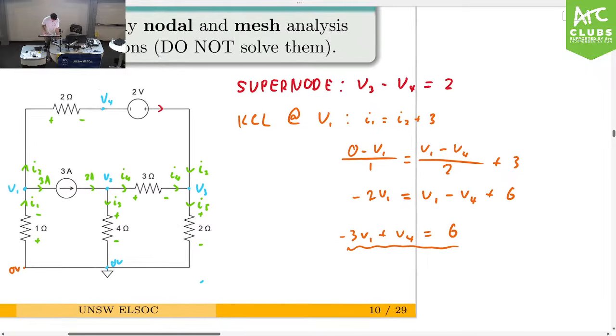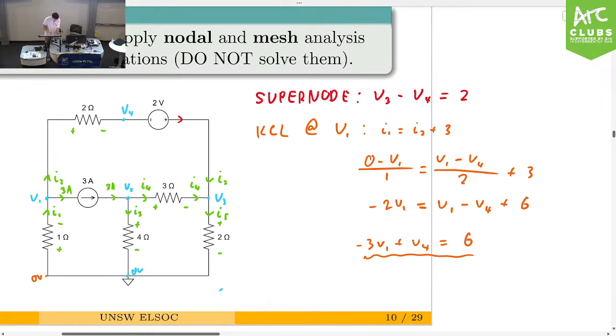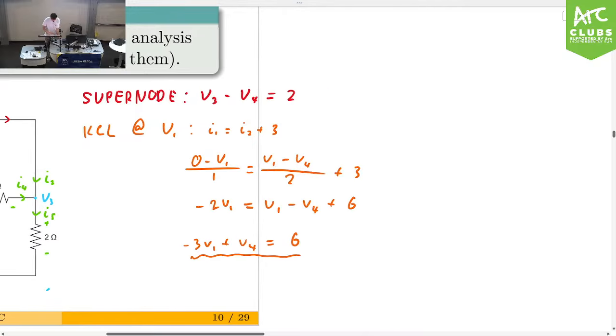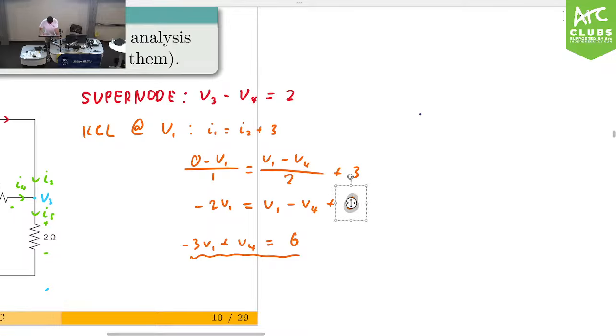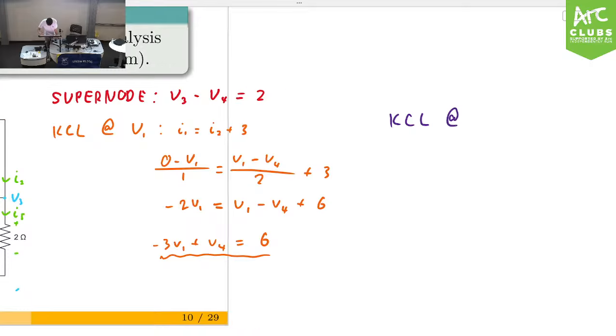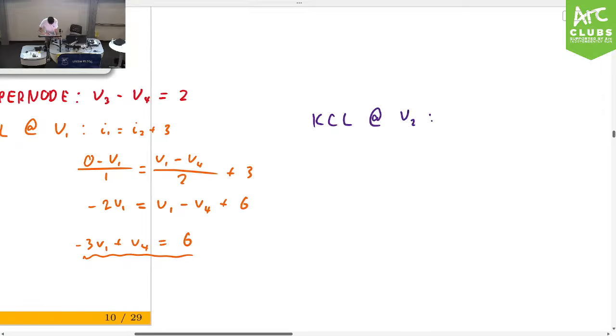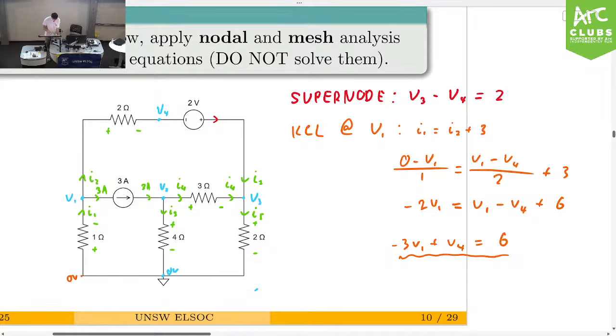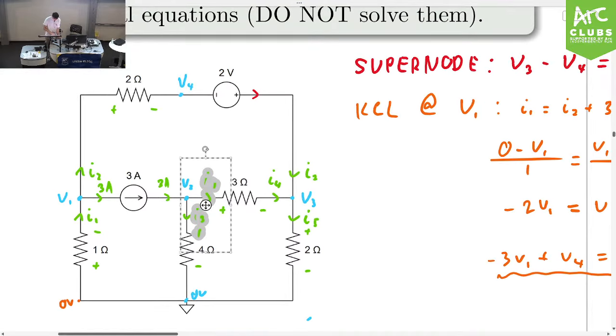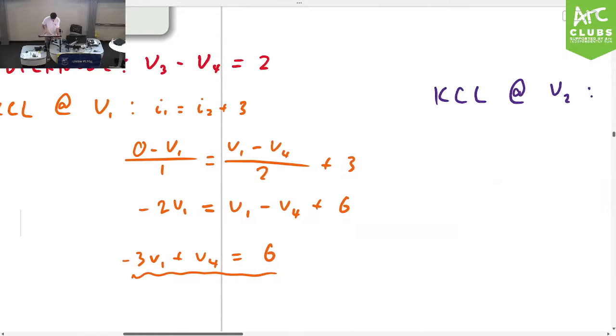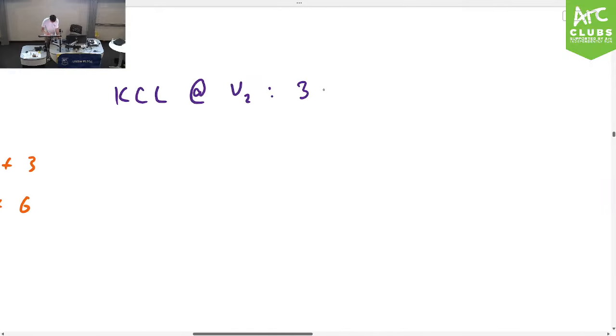Cool. Now, let's try KCL again, but we're going to do it at a different node. So let's try at V2. In this case, we have our 3 amps going into V2. We have our I3 going out and also I4 going out. So the equation here would be 3 amps is equal to I3 plus I4.